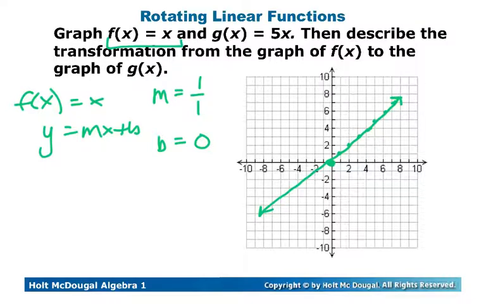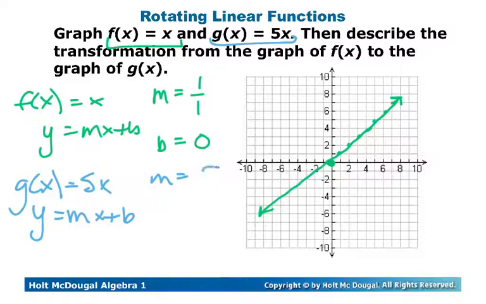Alright, but then we're going to have 5x, so g of x equals 5x, in association with mx plus b, means that our slope is now 5 over 1, and our intercept is still 0. So it's still going through 0, 0, but then it's going to rise 5 and run 1. So hopefully you can see that that is very much more vertical than the next one. So it has rotated to the left there, about the origin.